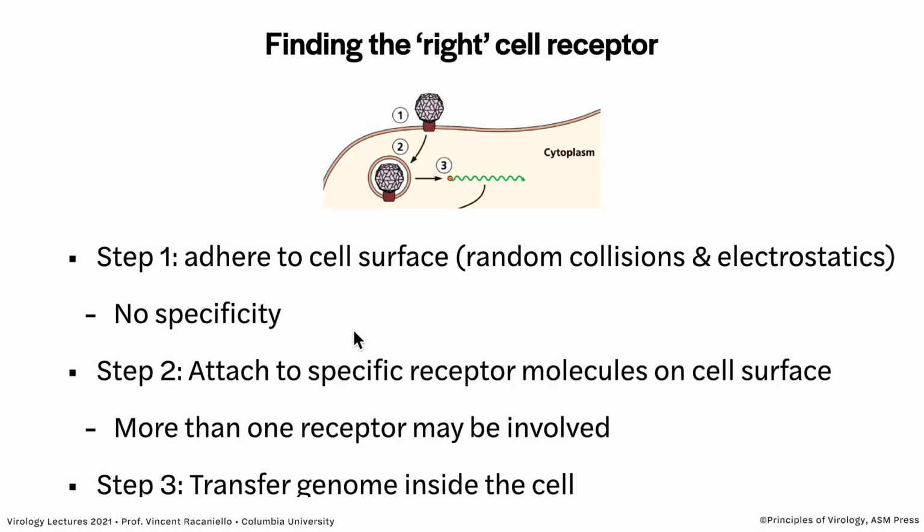There's no specificity. If they happen to hit the right cell, and the right meaning it has a receptor for that particular virus, then the virus particle will attach to the receptor. And sometimes it's more than one receptor protein. And then the next step is that the genome gets inside of the cell. And in some cases, as you'll see, the genome enters right at the plasma membrane. Sometimes the whole particle is taken up and it gets out from within the cell. But the key here is that there is specificity. And if, let's say, the virus is somewhere and it's bumping into cells without receptors, it will never reproduce.